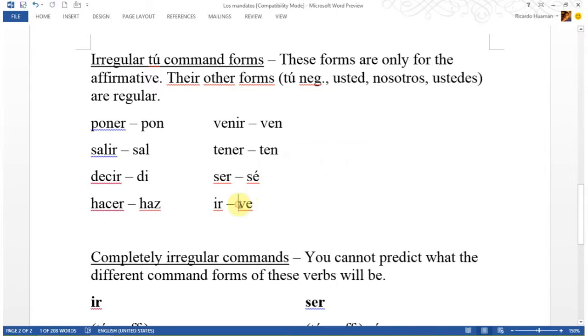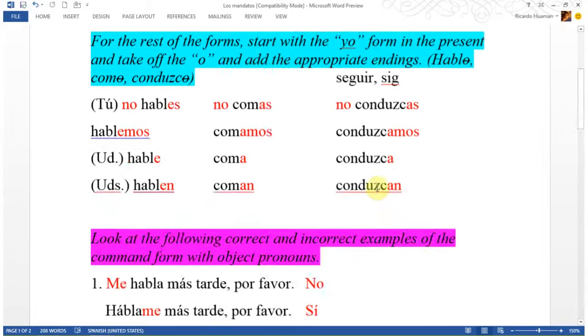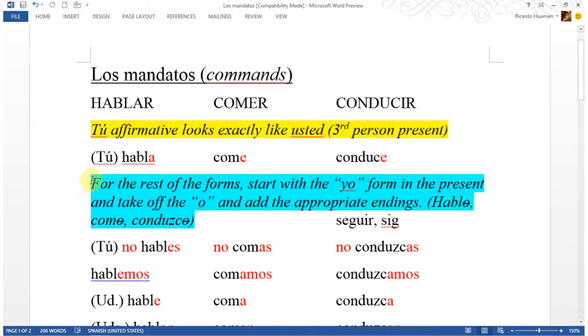And then these irregular tú command forms: sé, ve. Similar spellings, except that notice ser is going to have an accent there. This looks also like sé from saber. Saber is maybe the only yo present form verb that ends with e and an accent. It looks exactly the same, but you'll know which one it is by context. And notice again that these are only for the affirmative. Their other forms, tú negative, usted, nosotros, ustedes, are regular, in the sense that you can follow this rule here.